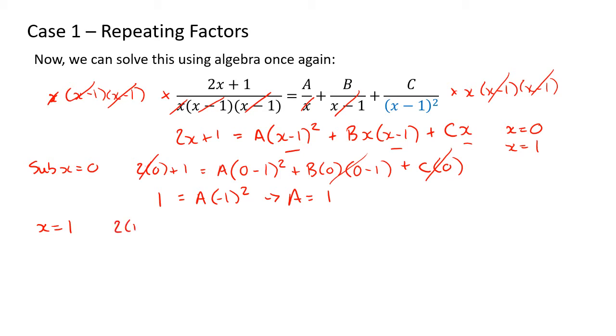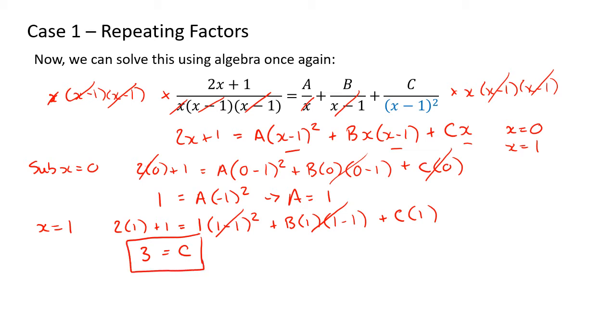And we're left with 2 times 1 plus 1 is equal to, a is 1, multiplied by 1 minus 1 squared. You can see that 1 minus 1 is 0, so that term will cancel. Plus b times 1 minus 1. Okay, again, 1 minus 1 is 0, so this term would cancel. Plus c times 1. So on the left-hand side, 2 times 1 is 2, plus 1 is 3. So we're left with 3 is equal to c, okay, because it's just c times 1. So c is just simply equal to 3.